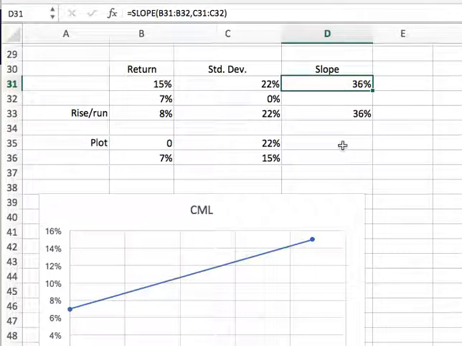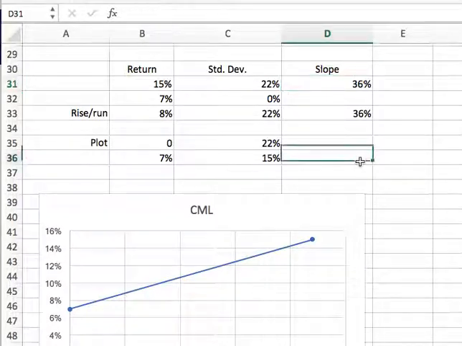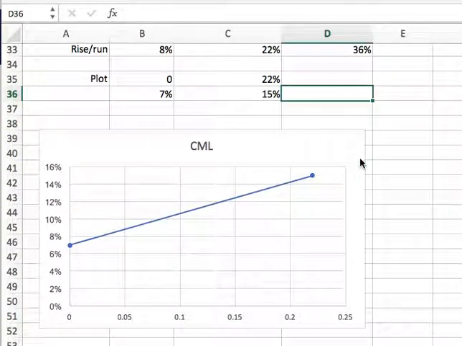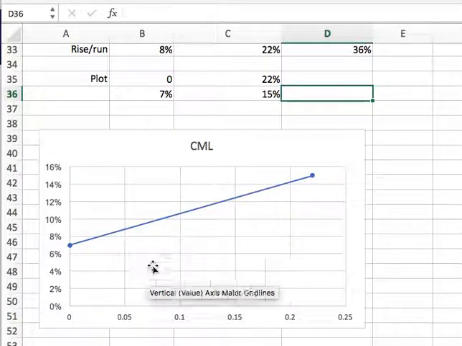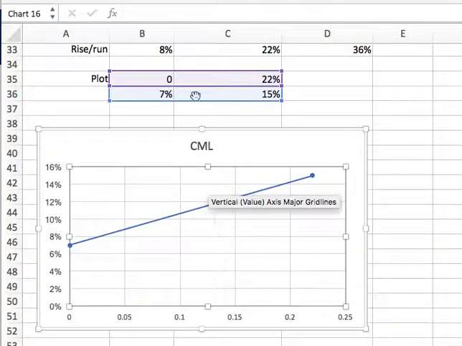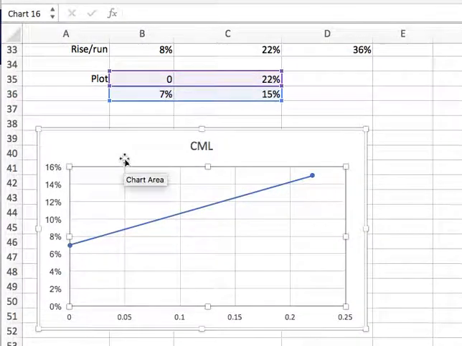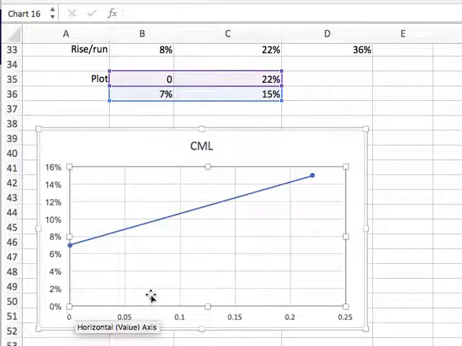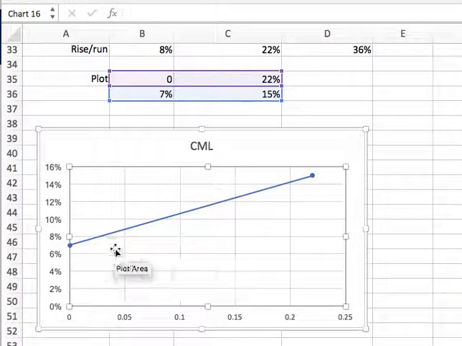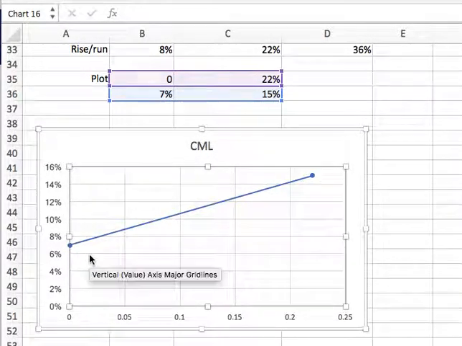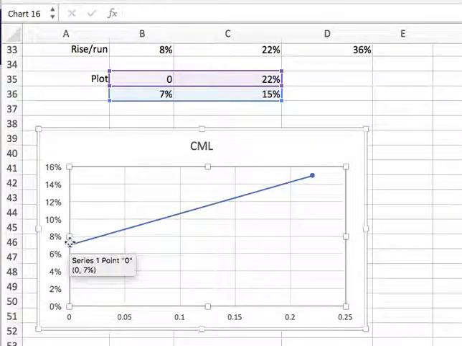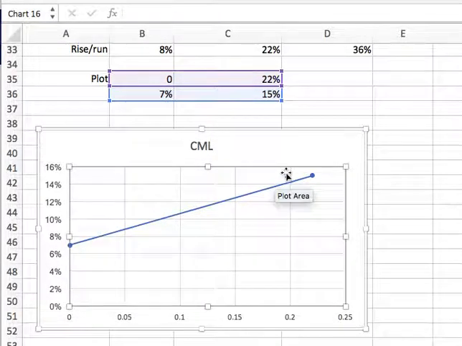The second thing is we want to plot it. Now, plotting it takes a little bit of manipulation of the data to make sure the plot comes out right. We know we want the plot to be 0 and 7 and 22, 15. So I'm just going to double click on this so you can see that these are the numbers I used. And so you've got 0 at 22, that is the horizontal axis, and then 7 at 15 is the vertical axis. And so we have our plot here of the capital market line, 7% at 0, and then at 22%, we're at 15%. So we've plotted the capital market line.